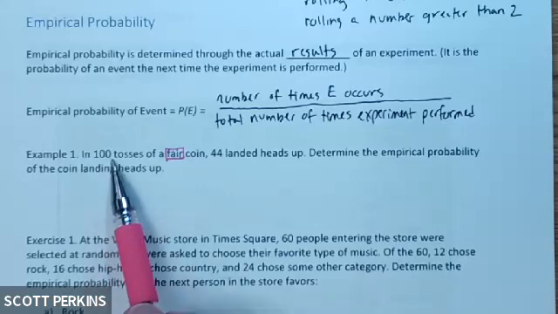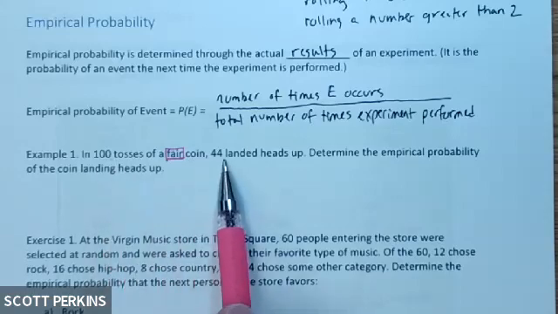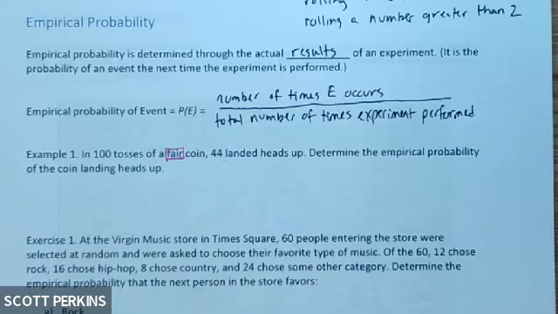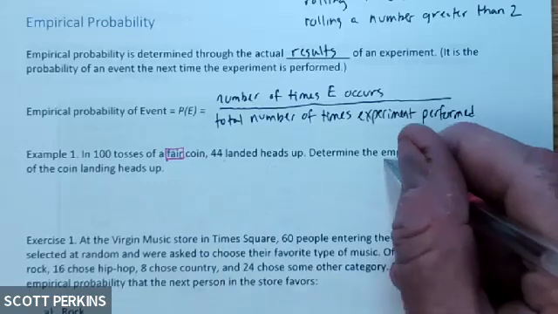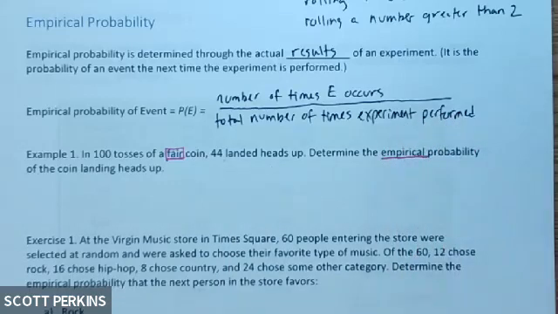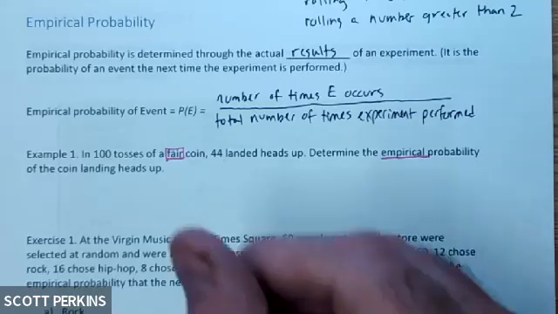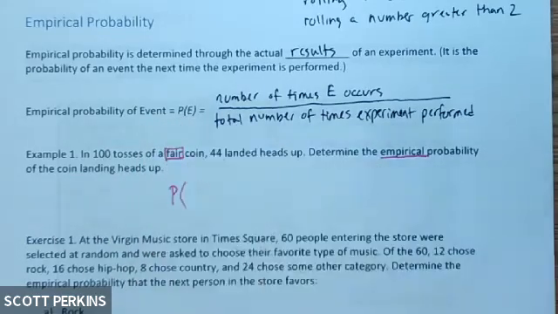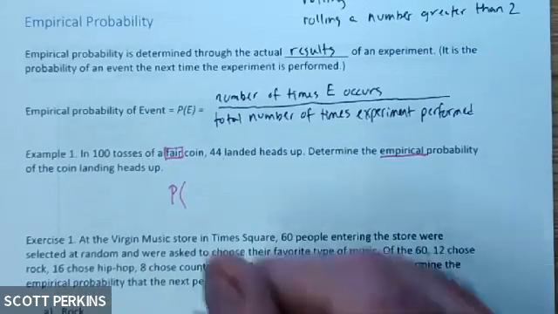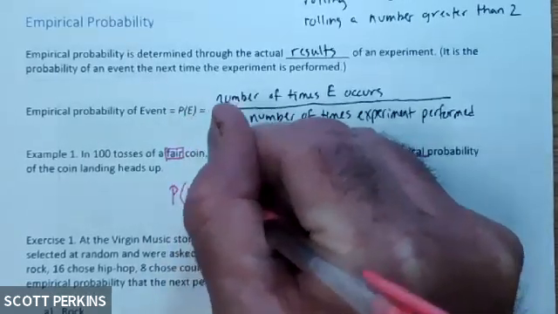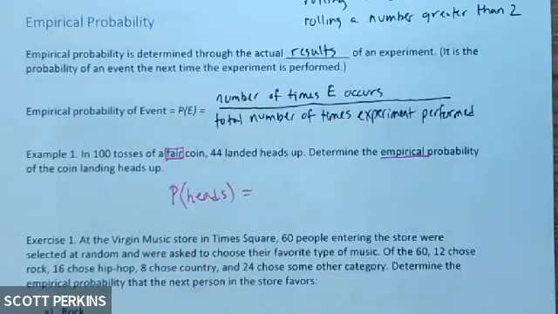So in 100 tosses of a fair coin, 44 landed heads up. So what's the empirical probability? Again, the empirical, so we are looking at the results of this experiment right here, the data that I'm given. So what's the empirical probability of the coin landing heads up? All right, so here's my capital P for probability. Inside the parentheses, I'm going to write the word heads because that's the event that I'm concerned about.